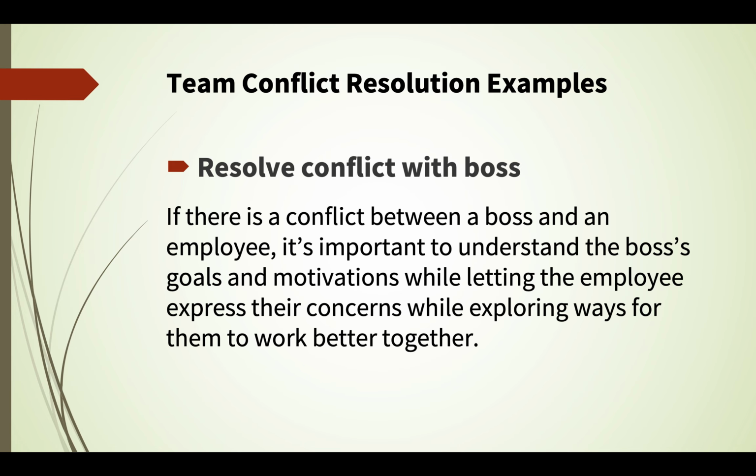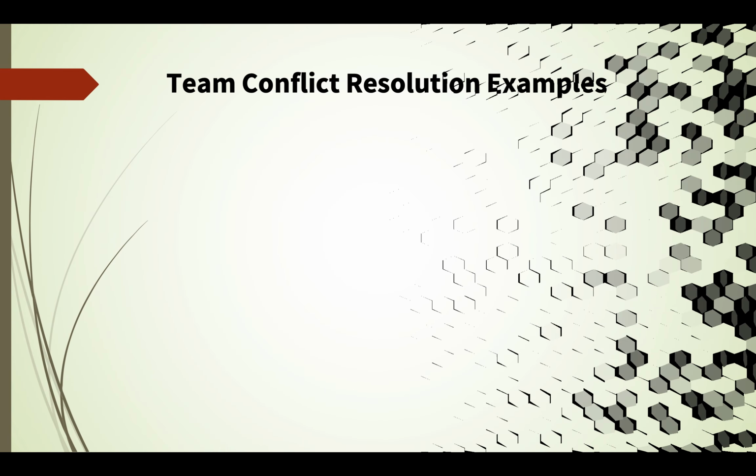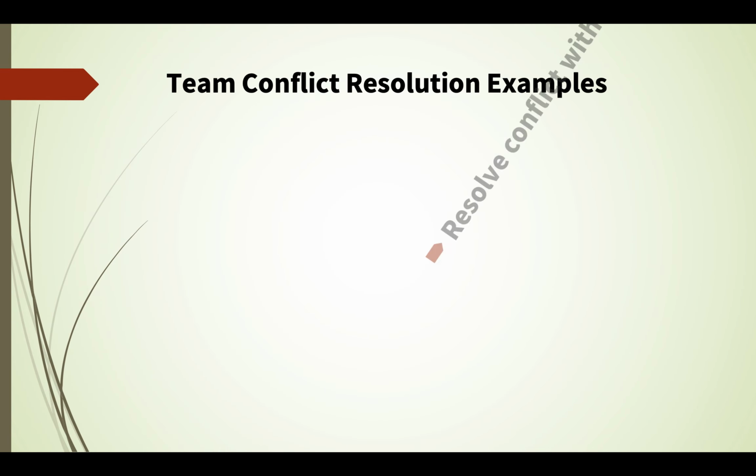If there's a conflict between a boss and an employee, it is important to understand the boss's goals and motivations while letting the employee express their concerns, exploring ways for them to work better together. For example, the boss may have no idea that the employee was looking for more responsibilities, and their micromanaging was just their way of making sure the employee didn't get overwhelmed with the task at hand. Getting insight into a boss's reasoning and outlook may spark ideas about new techniques for handling the situation. That's quite a true point, something we can ponder about.